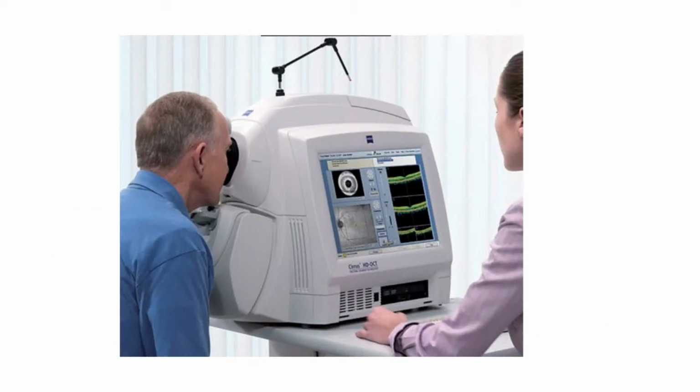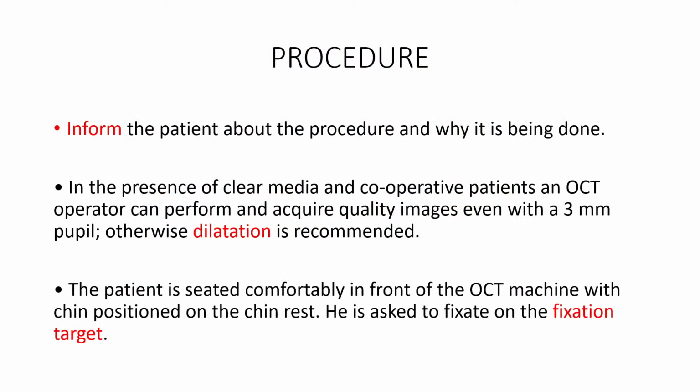The OCT machine. Procedure: first, we have to inform the patient about the procedure and why it's being done. In the presence of clear media and a cooperative patient, an OCT operator can perform and acquire quality images even with a 3 mm pupil. Otherwise, dilatation is recommended.